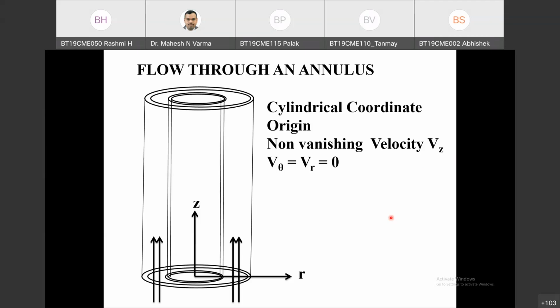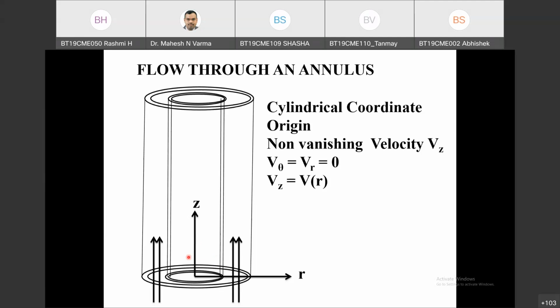Yes, sir. Why is Vz not a function of theta? Sir, it is symmetrical around the pipe. The axis of the pipe is at the center. The problem is symmetrical in the theta direction around this axis. Hence, there is no variation of velocity in theta direction. Vz is a function of r only.